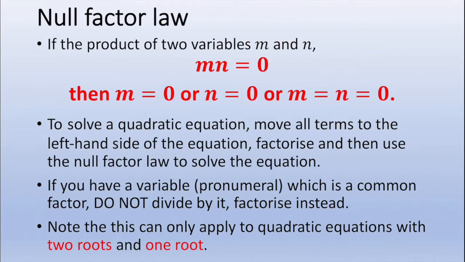If we have a variable or pronumeral which is a common factor, do not ever divide by it. Always factorize first. I will show you the reason why. Now, note that the null factor law can only be applied to quadratic equations with 2 roots and 1 root.